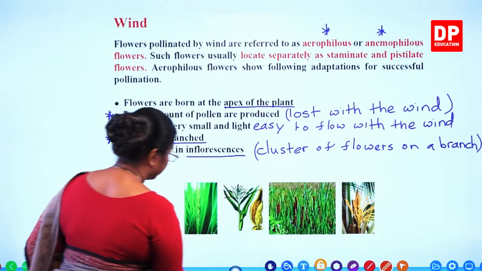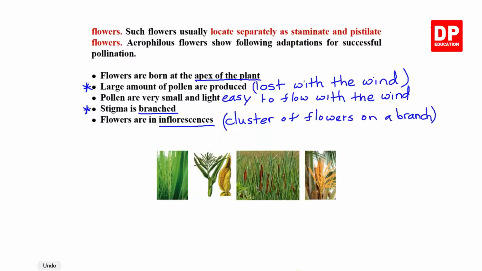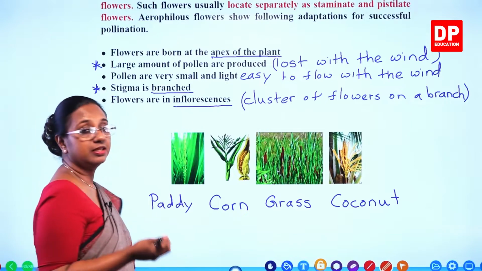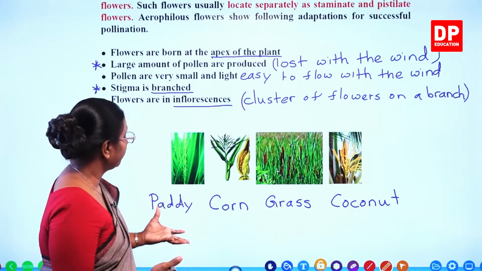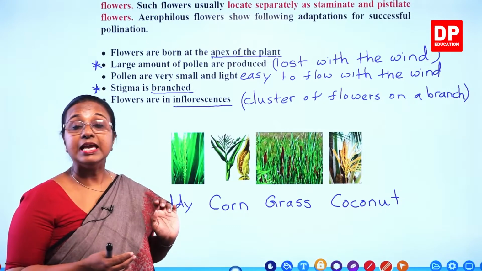So, examples you can see here. So, here you can see, students, this is paddy. Then we have corn. Then there is grass and also coconut. Can you all see all the adaptations? Very tiny pollens. A lot of pollens are produced and all these flowers are at the apex of the plant.